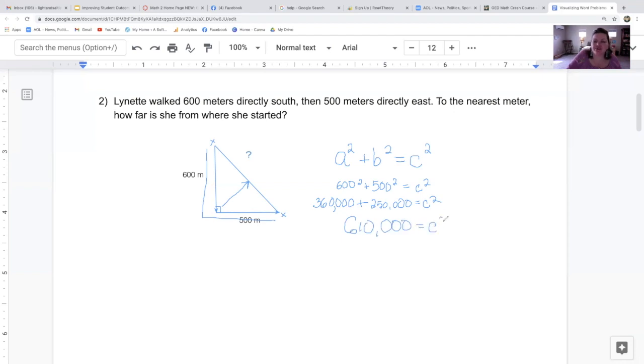Now, careful, a lot of students will stop right here. We're not looking for c squared. We are looking to solve for c. C is the hypotenuse, the length of this. So it's super important that you do that final step there to isolate c, to get c by itself, get rid of that square. In order to get rid of things in math, you have to do the opposite. So we're not going to square. We're actually going to do the opposite of squaring. We are going to square root. The opposite of squaring c is square rooting c.